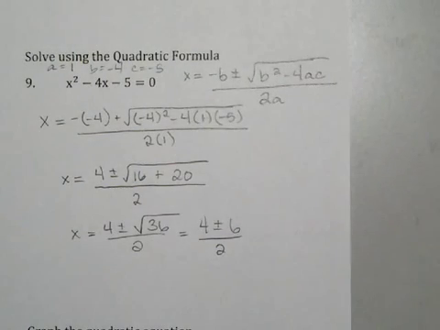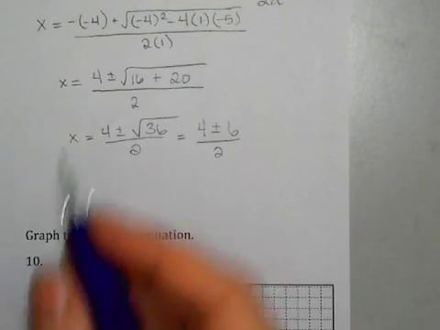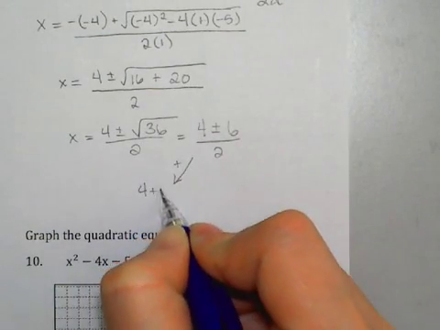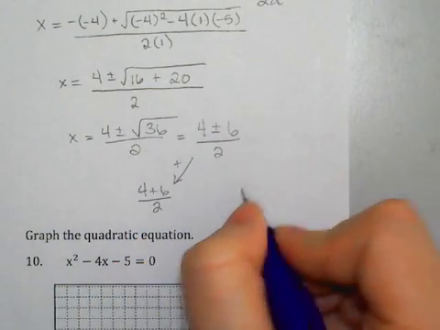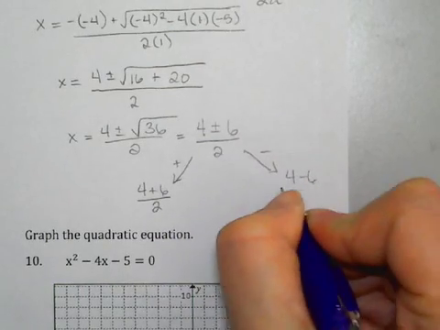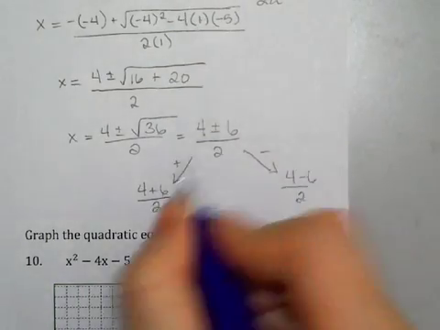Once you are down to just numbers and you don't have any more multiplication or pluses and minuses, and so forth, then you're going to split your formula into two separate ones. So 4 plus 6 divided by 2, and 4 minus 6 divided by 2.